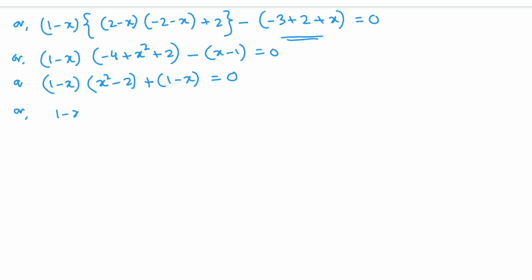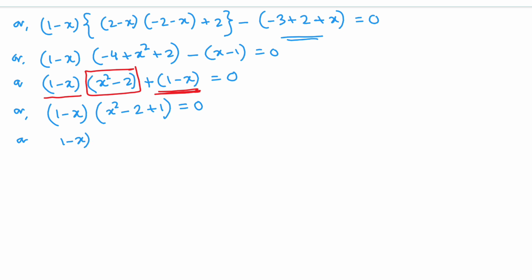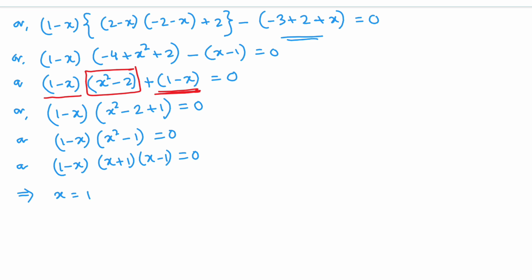So 1 minus x is common, so we are getting x square minus 2 plus 1. Yes or no? We are taking common 1 minus x from this one and this one, so we are getting x square minus 2, and from this factor you will get 1. That's why x square minus 2 plus 1, and this is equals to 0. So (1 minus x) into (x square minus 1) equals 0. You are getting (1 minus x) into (x plus 1) into (x minus 1) equals 0, and this implies x equals 1, 1, minus 1.